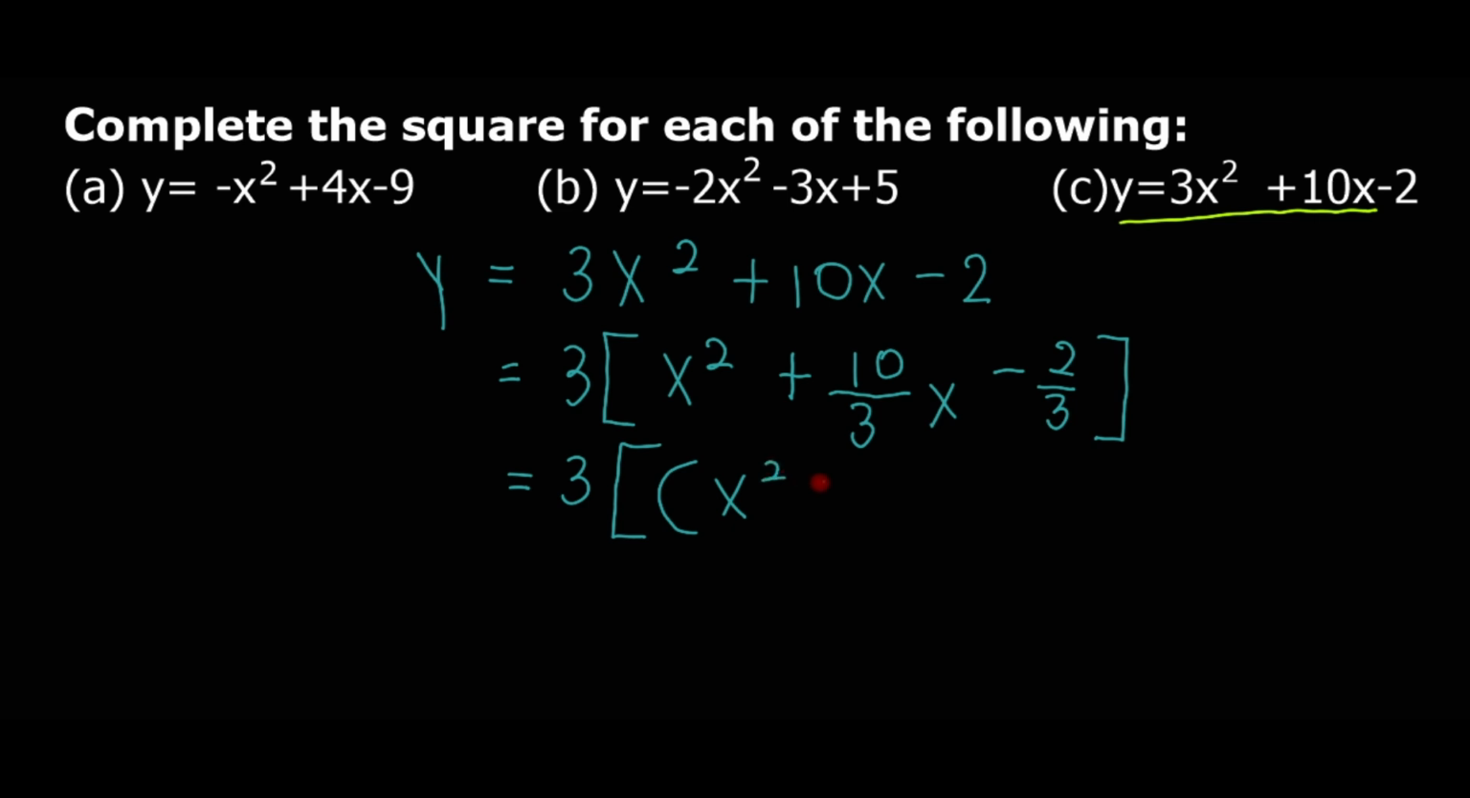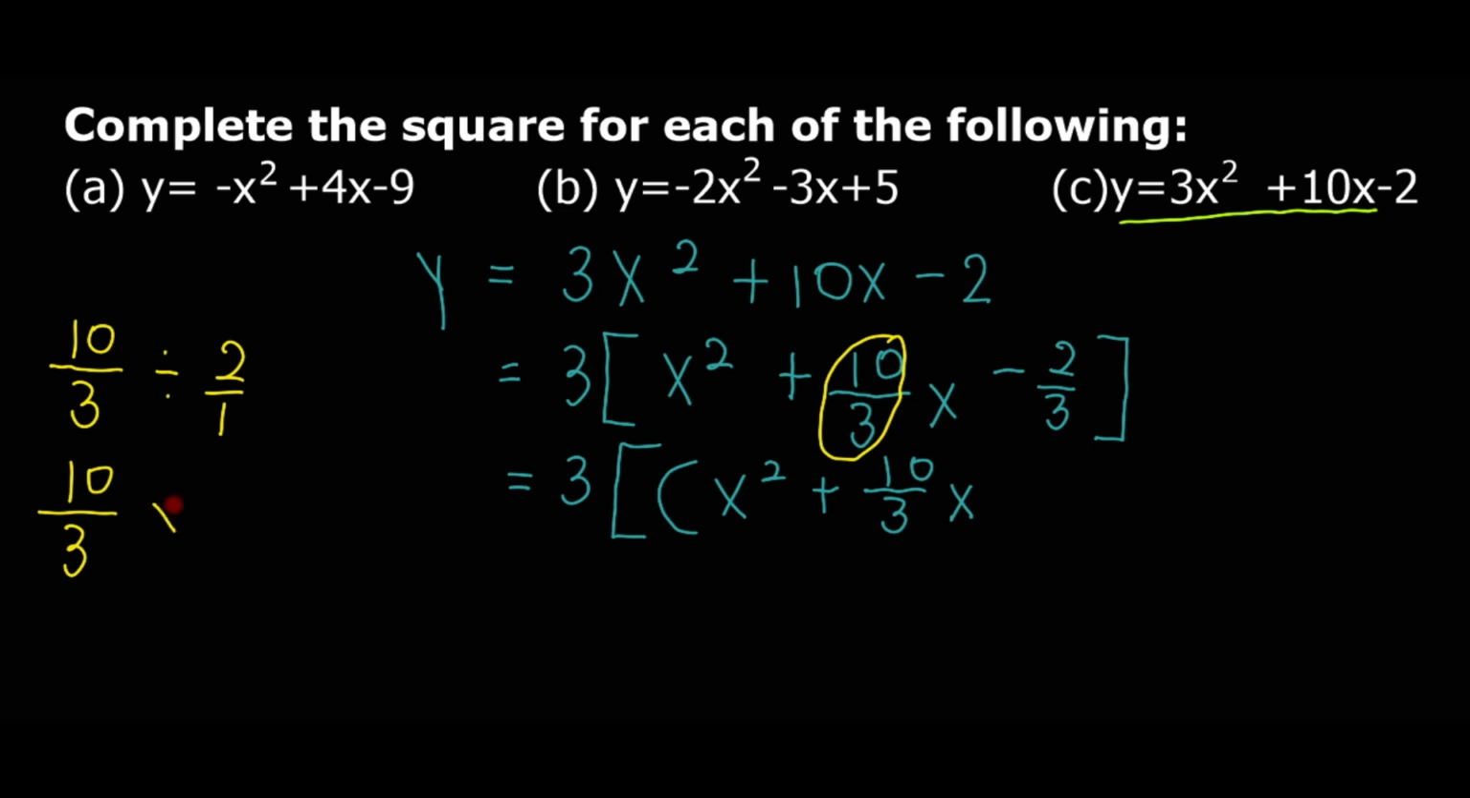This is just x squared plus 10 over 3x. From there, we take this b, divide by 2 and then square. This is the same as saying 10 over 3 and then divide by 2, which is the same as 10 over 3 times 1 over 2. 10 times 1 gets 10, 3 times 2 gets 6. And then from there we square.